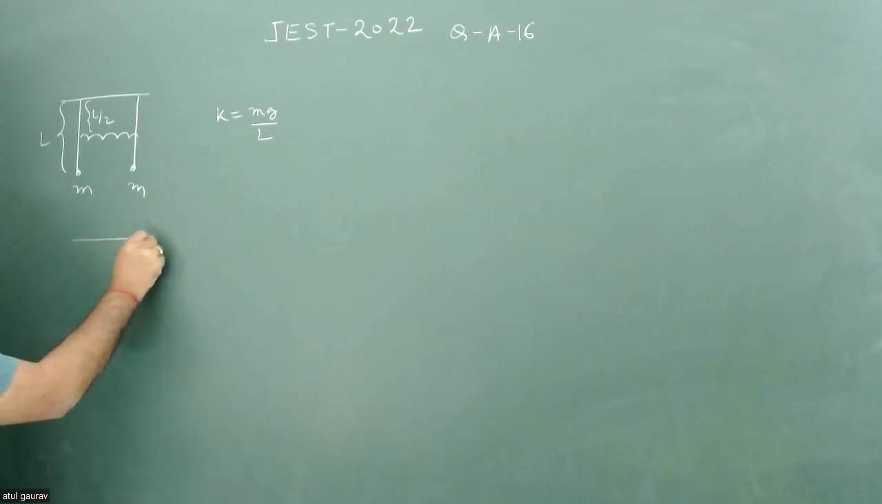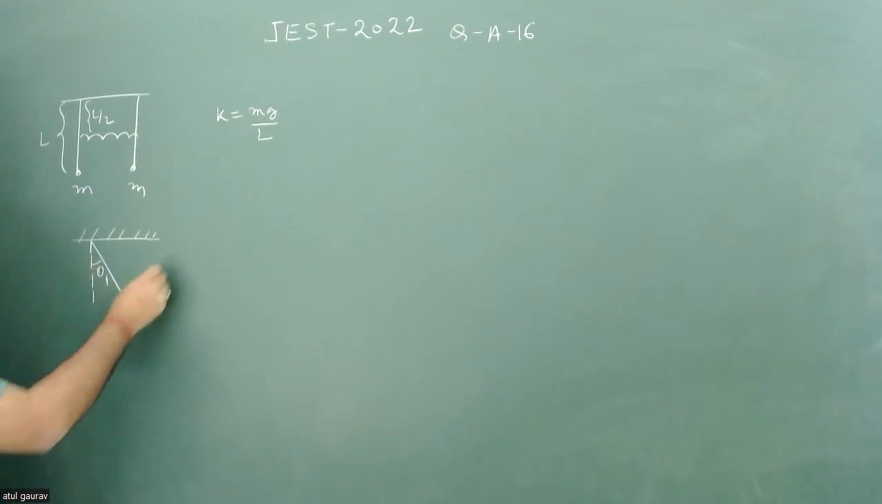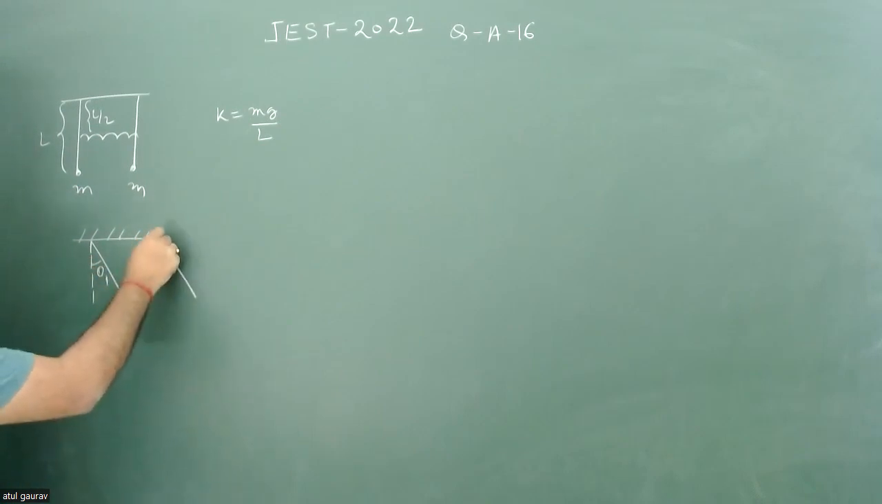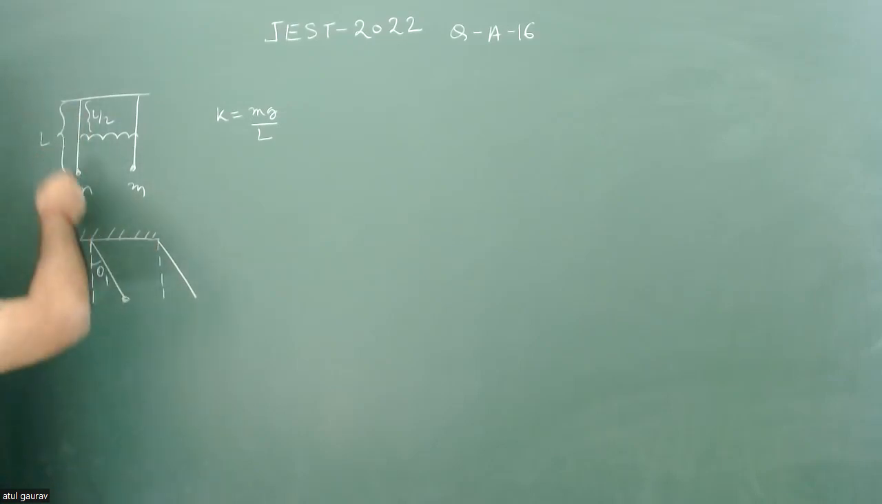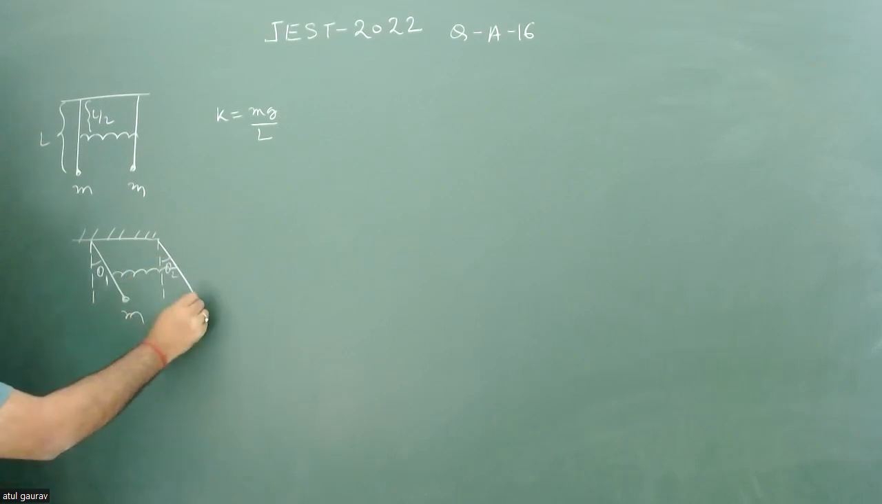We can displace the whole system by some small angle, and let's say the first pendulum is making angle theta 1, and the second pendulum, from the reference point, my vertical, is making angle theta 2, and this will be my spring. So this is my M, this is my M.